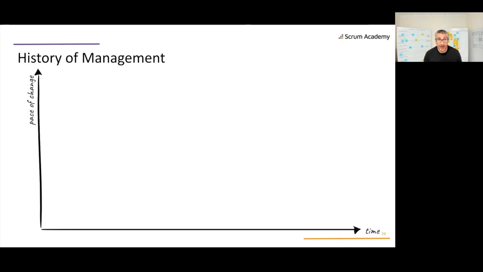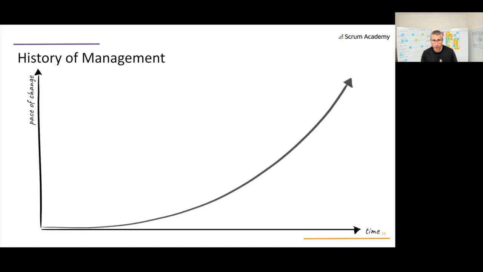And on the other axis, on the y-axis, we look at the pace of change. And if you remember, earlier I had a slide up with the pace of change being exponential. So we'll draw that line, exponential pace of change. And we look at the history of management based on the example of the automotive industry. So at the beginning of the 20th century, 1906, 1907, which company was the leading automotive company in the world? Any ideas?